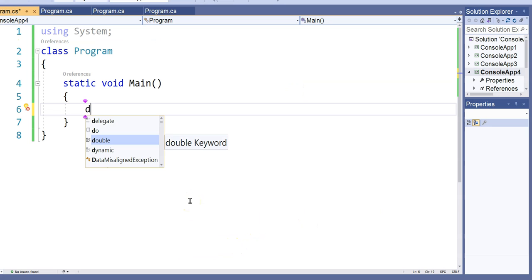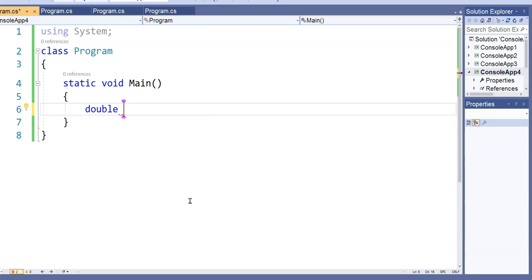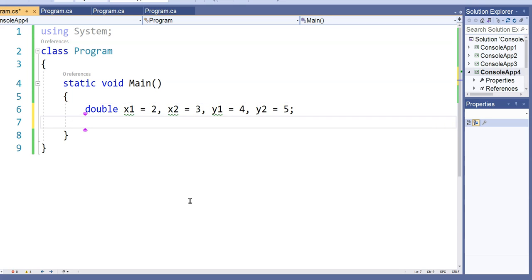All right, so we need 4 coordinates. So I'm going to say for that reason double. I'm going to use that data type because the coordinates could be 2 or 2.58 or negative 3.8 and so on. So you want the decimal part, you want to be able to make them negative also. I'll call it x1, and for the sake of simplicity, call this 2, okay? x2, and then define a value, for example, like 3. y1, define a value like 4, and then y2, define a value like 5 for it. These are our coordinates.